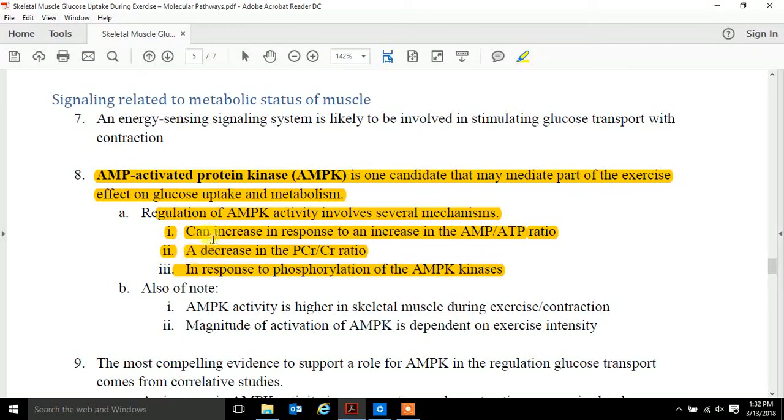Okay, so all these things we'd expect to be exercise intensity dependent. We also know that its activity is higher in skeletal muscle during exercise contraction, and its magnitude of activation is dependent on exercise intensity. So we've got this great signaling molecule. It's almost to think of it as an integrator that's going to respond not only to skeletal muscle contraction, but the intensity of the exercise, the metabolic state of the tissue is all going to be sensed based off this AMPK. It's not an on-off switch. It's very much like a dimmer switch. So it allows us to regulate signaling based off of all of these different factors.